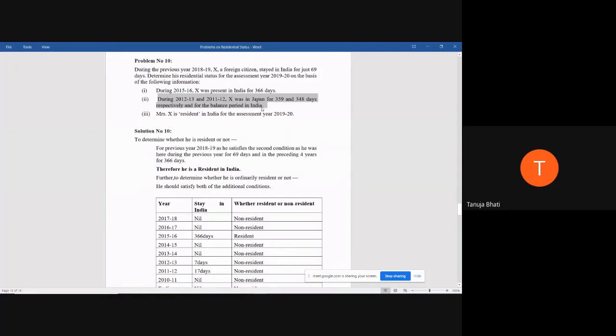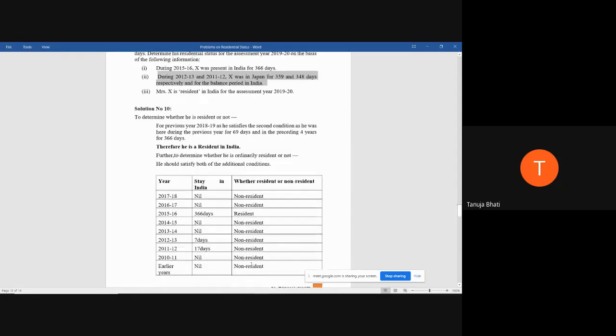And the balance period he was there in India. Now, out of the entire year, if 359 days he was in Japan for the year 12-13, what is the number of days he is there in India? Now, 12-13 was a leap year. Now, leap year has how many days? 366 days in a year. Out of 366 days in a year, 359 days he was in Japan. So remaining 7 days he was there in India. So in 2012-13, 7 days he's there in India.